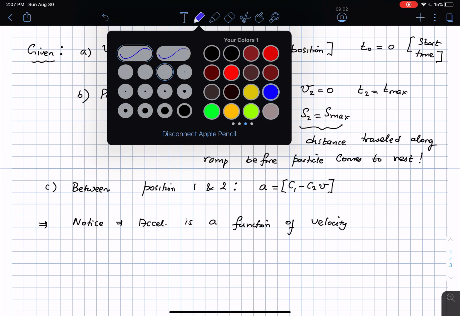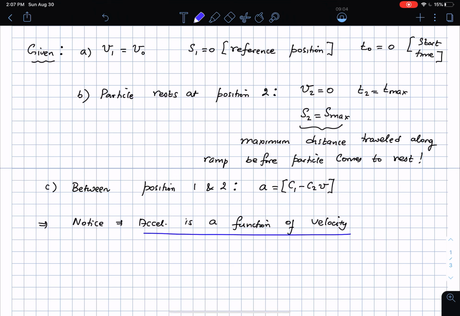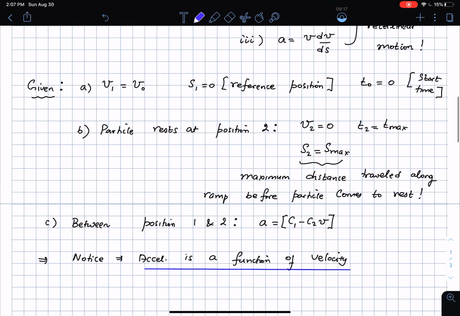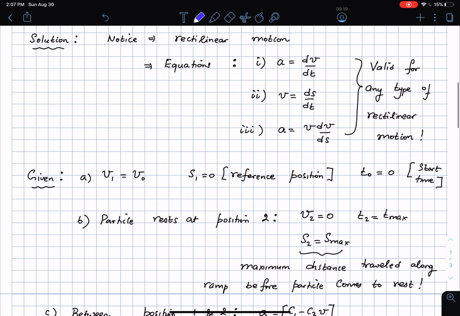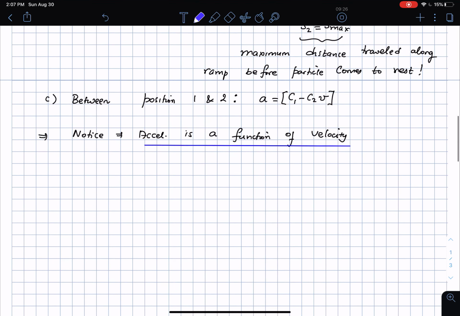Okay, so that's the key statement in this particular problem, which means that, based on that particular fact, it depends on how you handle the rectilinear motion equations. Okay, so I'm going to start off with the equation where I relate velocity, acceleration and time. So I'm going to start off with equation number 1.